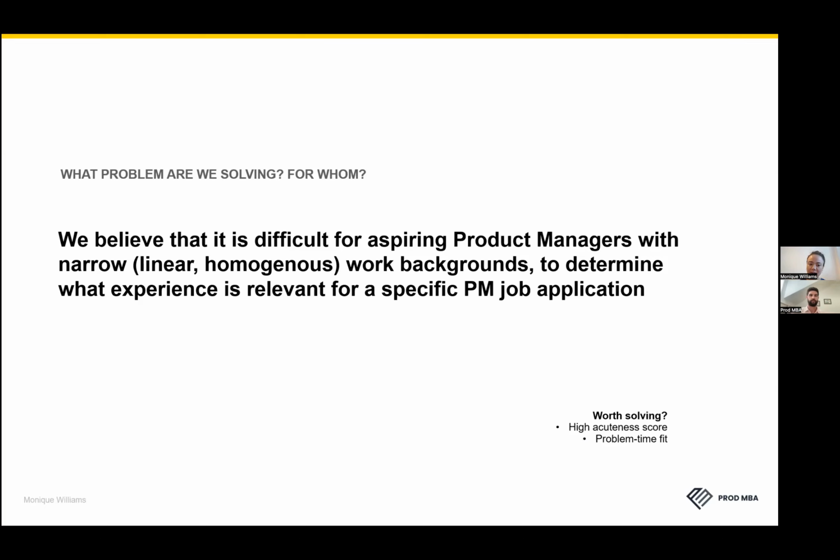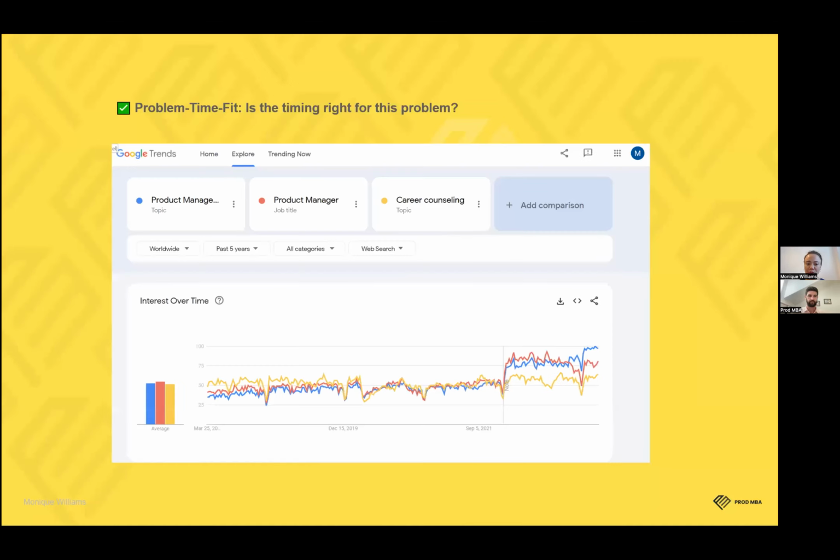And we can also look at the problem time fit, right? So is the product or is the market ready for this problem? Is that a good timing? So looking at Google Trends, for example, and the topic of product management here in blue, as well as the job title for product managers in red, we can see that over the past 5 years, these are at an all-time high, and that the topic of career counseling actually moves in tandem, more or less, with these search topics. So that indicates that the timing is definitely right for this problem. And again, indicates that this is a problem worth solving.